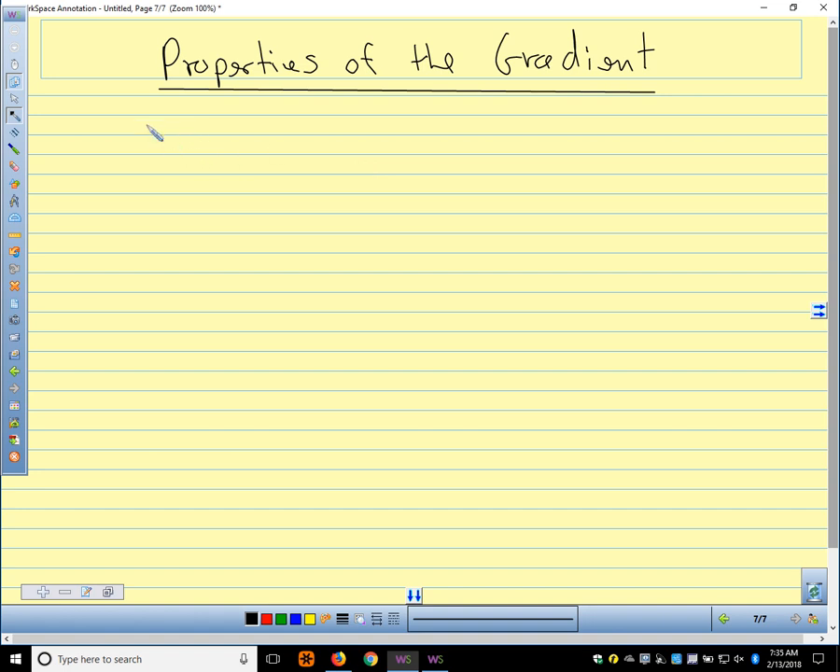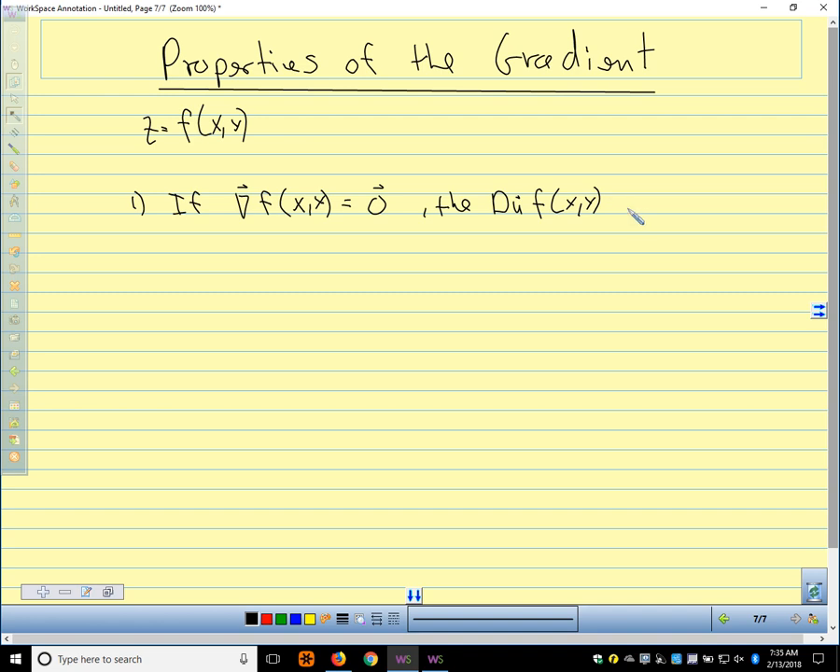All right, so we're saying we have z equals f of x, y. And we're saying our function is differentiable in the area that we're interested in. So it's a nice function. The first property: if the gradient of our function is 0, and notice the gradient is a vector, then the directional derivative of f equals 0 for all unit vectors.